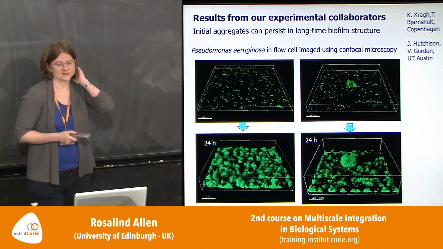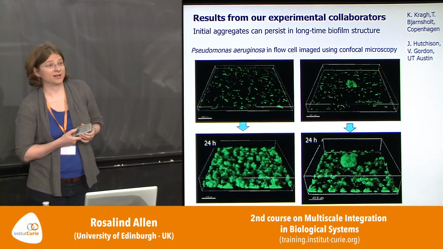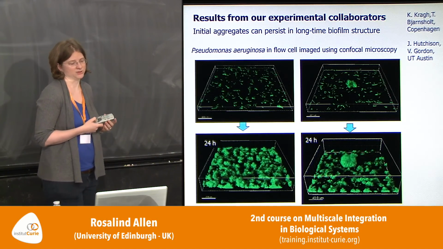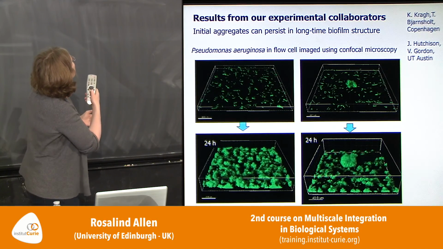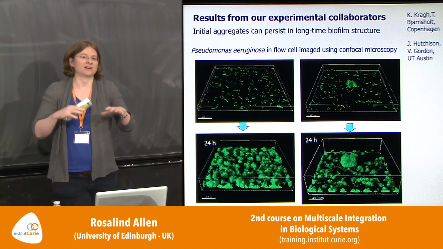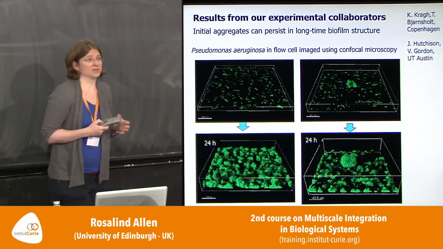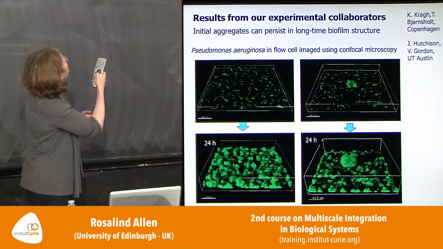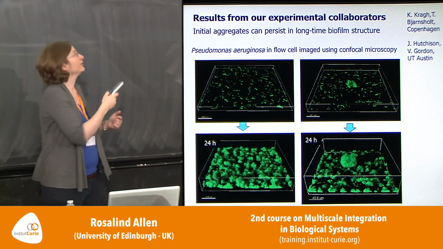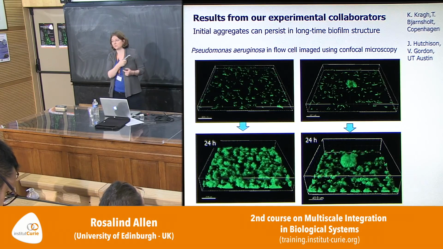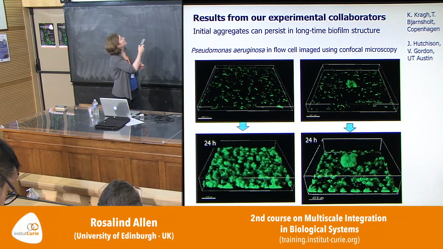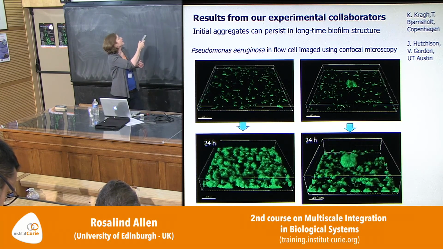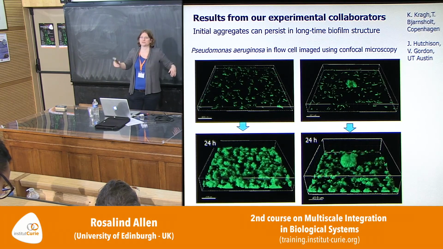I mentioned that this is a collaboration, and these are some results from our collaborators in Copenhagen, who do flow cell biofilm imaging experiments using Pseudomonas aeruginosa. What they discovered is that the presence of an aggregate at the beginning can make a big difference in some conditions. These are results of an experiment where the initial configuration, which you see here, was of individual bacterial cells, with no aggregates in the initial setup. This is a picture of the same part of the flow cell 24 hours later, and you see it has formed a biofilm with some kind of rough spatial structure.